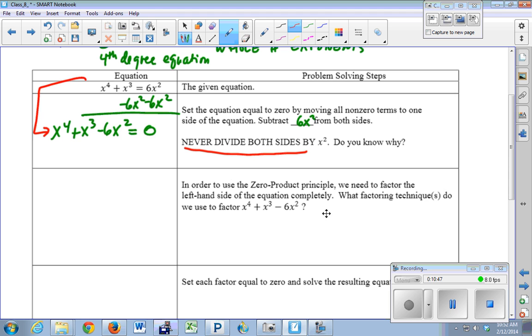All right, so in order to use this kind of idea we use for quadratics, we need to factor the left-hand side of this equation completely. And which factoring technique are we going to use to do that?